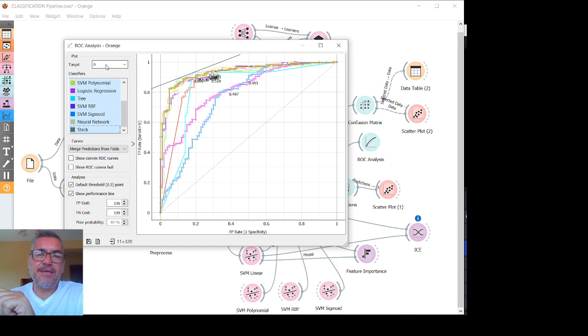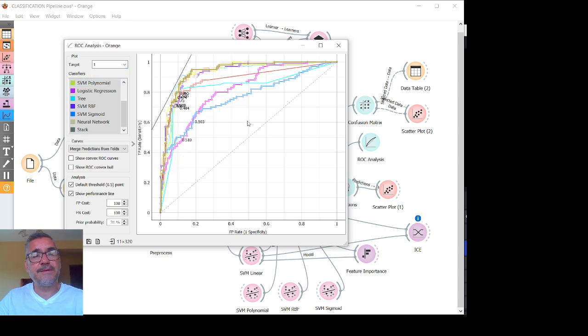So the no pay target variable is 0, which means that the customer actually pays. So the sensitivity we see here is how well we predict a customer that pays. We can change this and focus on how well we predict the customers that do not pay. So if I put here 1, as you can see, all ROC curves now changed.